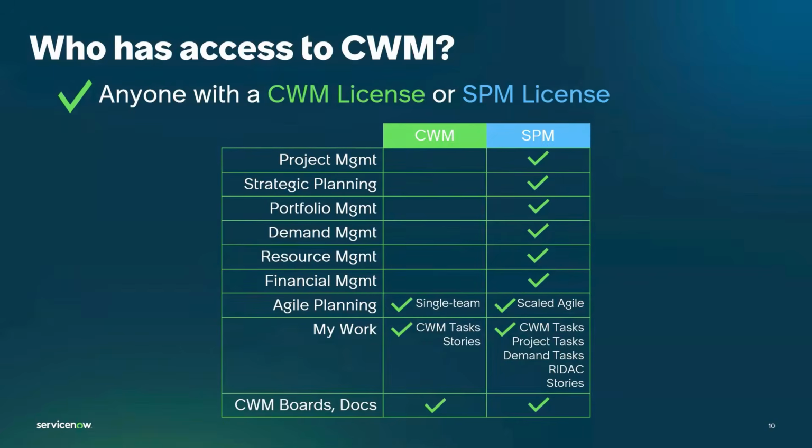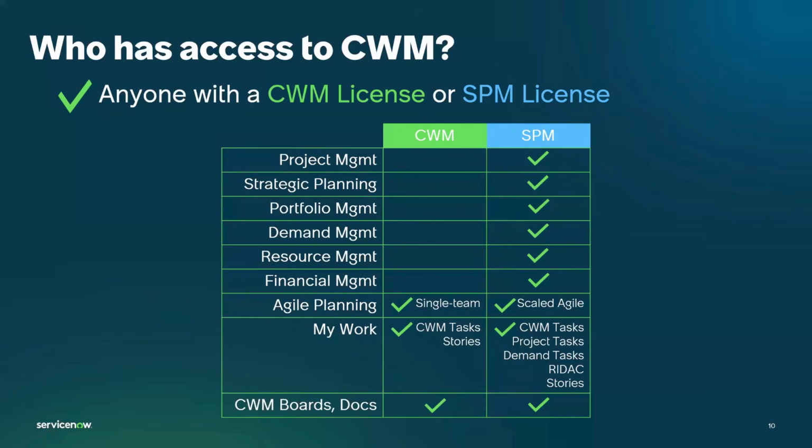This has been asked a couple times in the chat: people are asking who has access to this. Anyone with either a CWM or an SPM license does have access to CWM. So it's included at no additional cost for your SPM users. And if you have other users who don't have an SPM license and who just need access to CWM, they can be licensed via the standalone CWM license, which will give them access to the CWM module. Then they can do the agile planning that you saw for single teams. For My Work, they'll see the CWM tasks and stories that have been assigned to them. But if they have SPM, they would see all of the SPM tasks.